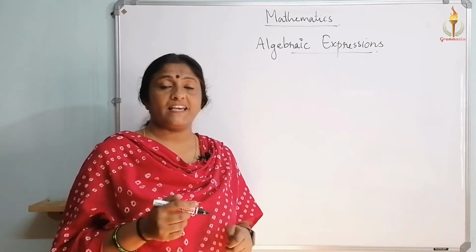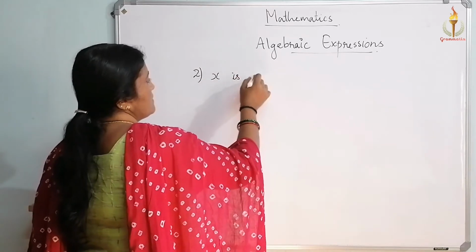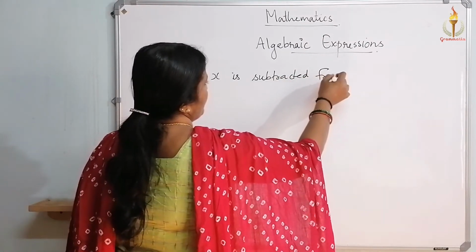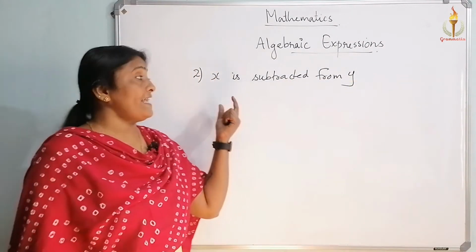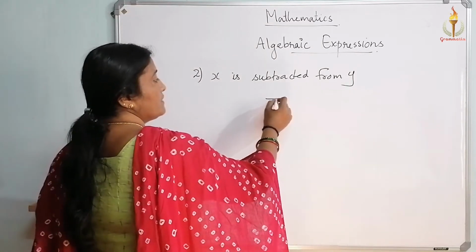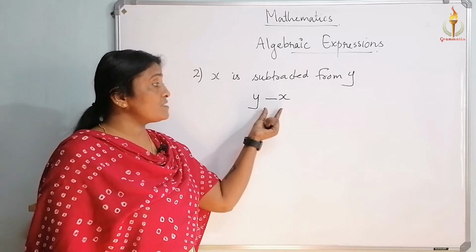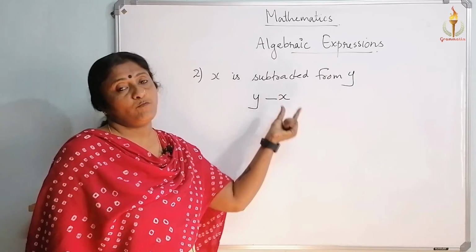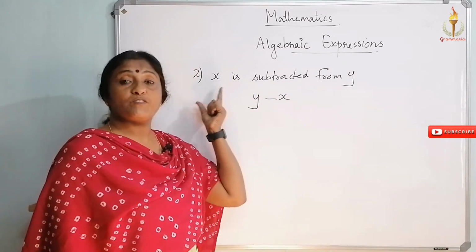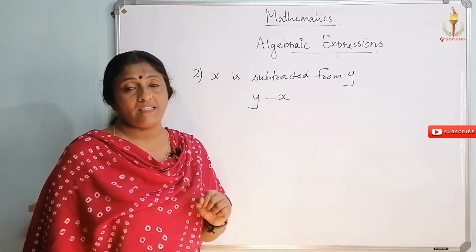Now we can see this statement, x is subtracted from y. This is your second statement. Since x is the number which is subtracted, it will obviously come after the minus sign, that is y minus x. You have to be very careful where to write x and where to write y. Since x is the number which is subtracted, it will just come after the minus symbol. So this is how it is, y minus x.